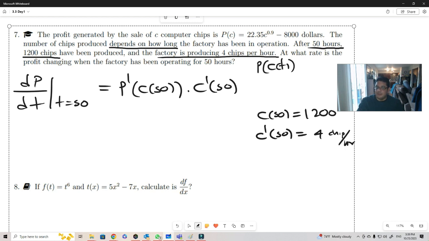Okay, so notice that we have most of the information that we want. So we have now p prime in 1200, and then times C of 50, which is 4. And at this point, then what we need to find out is what is the derivative of p, which we get from this function. Okay.